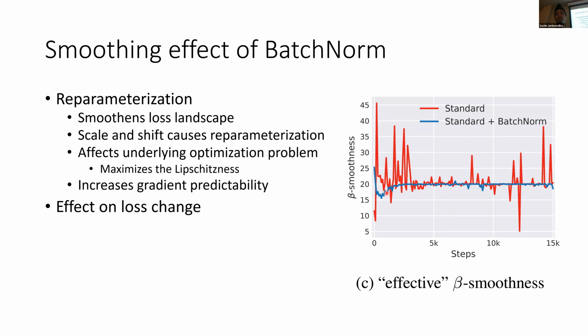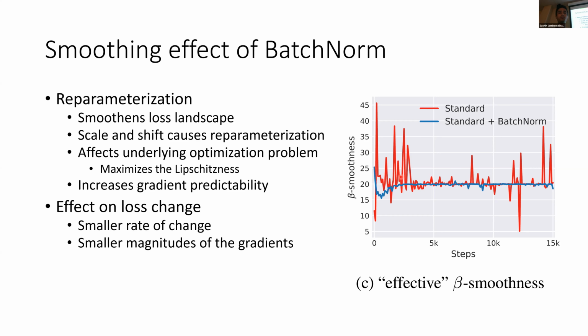And the beta smoothness is another property. This is the difference between the highest and lowest gradient change for each step. So if the ratio is smaller, it means you have a more predictable gradient direction, and the loss landscape is smoother compared to the problem without batch norm. So the rate of change for loss is also smaller, and it has smaller magnitudes.